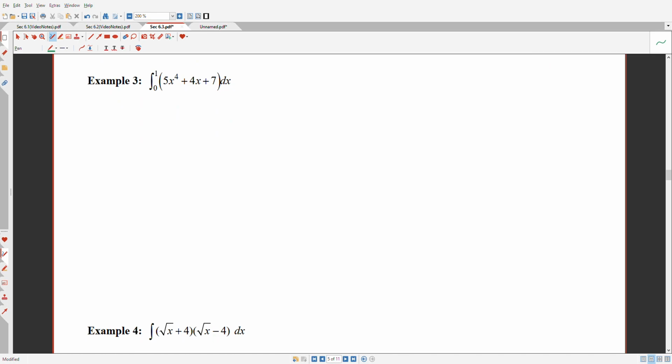is going to show. So in example 3, it's probably easiest to break this up into several integrals. So this is a definite integral of a polynomial, and the first guy is from 0 to 1, 5x to the 4th, and I can do that guy separately, plus from 0 to 1, 4x dx, and then my third guy I can do separately, 0 to 1, 7 dx. And now I can handle each individual definite integral on its own terms.